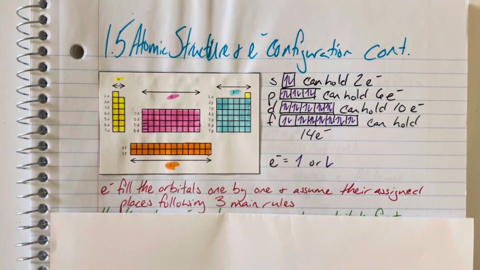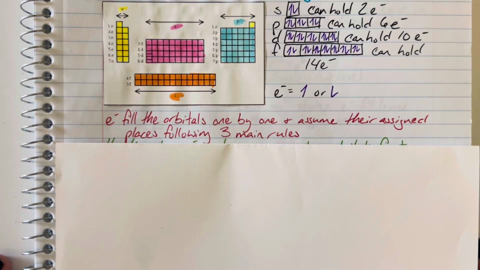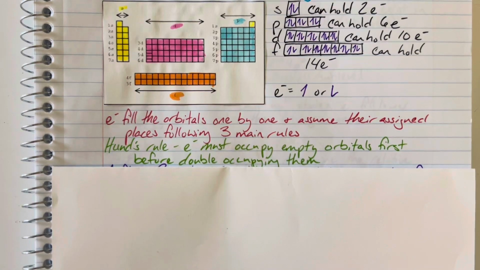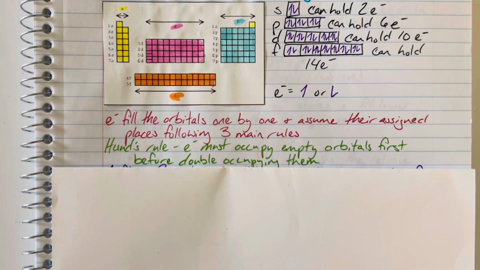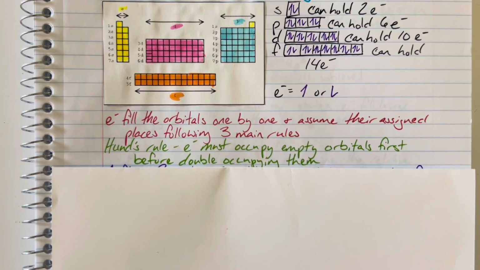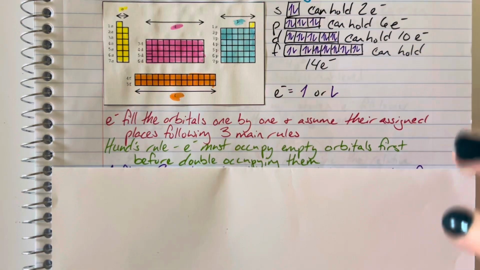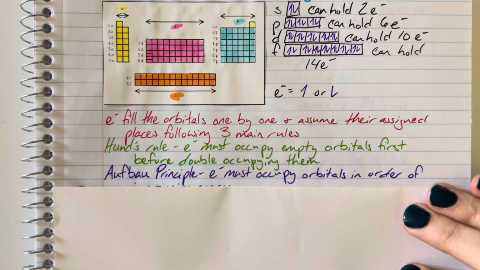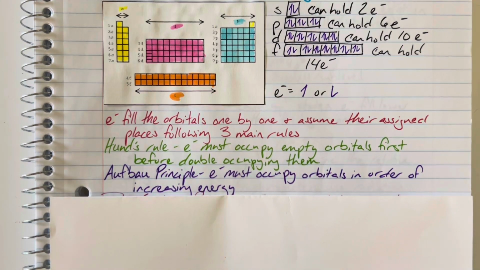And that order is going to follow 3 main rules. The first rule is going to be Hund's rule. So Hund's rule states that electrons must occupy empty orbitals first before double occupying them. So that means that we are going to avoid sitting next to another electron. Remember that electrons have a like charge, which means that they are repulsed from each other, and so they are not going to want to fill the same orbital, the same box. So you are going to fill each box individually before you ever double up a box. The next principle is going to be the Aufbau principle.